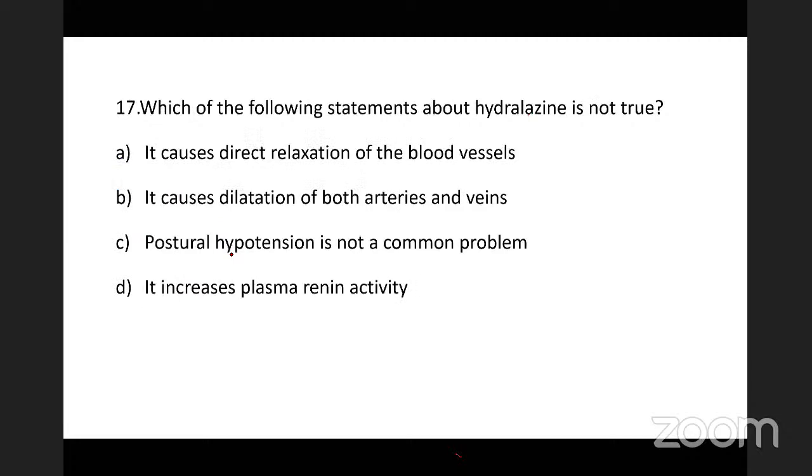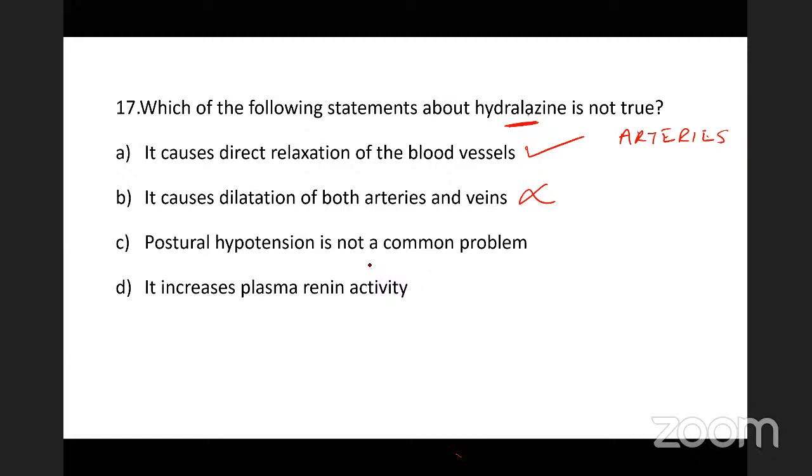Which of the following about hydralazine is not true? It causes direct relaxation of blood vessels. Yes, it is an arterial dilator. Does it dilate both arteries and veins? No, it preferably dilates only arteries, with no effect on the veins.